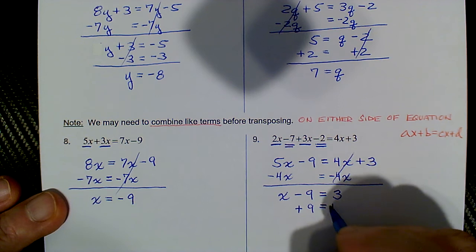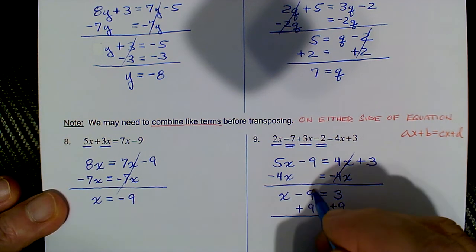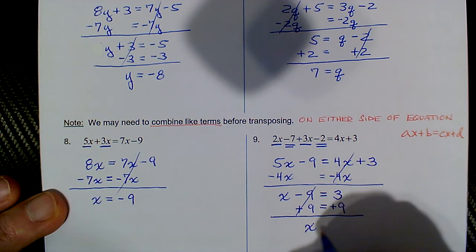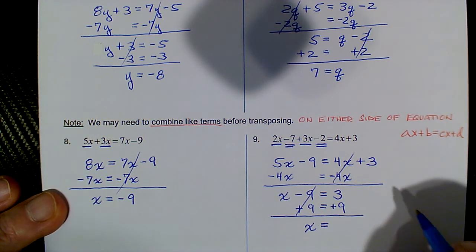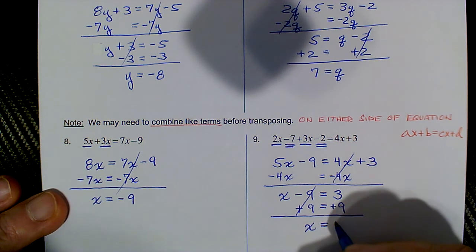You want to show it literally, add 9 to both sides, line up the equals, there's the addition bar, the 9s go away, we'll bring down the x. Again, no need to write plus 0, just tuck that x in right next to the equal sign, do the arithmetic. 3 plus 9 is 12.